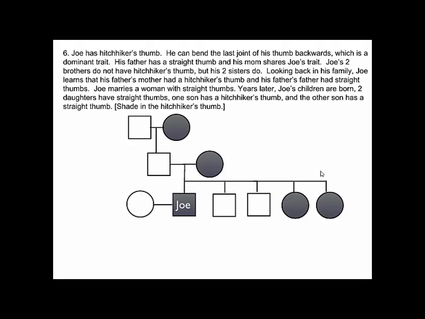Joe got married to a woman who had straight thumbs. So we all in the same place so far? So we should get married. They had kids, so it comes down from the center of that line, the mating line. And they had 4 children. They had 2 girls without hitchhiker's thumb, 1 boy with hitchhiker's thumb, 1 boy without.